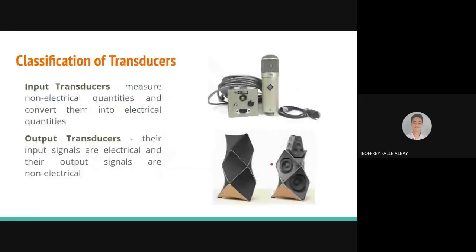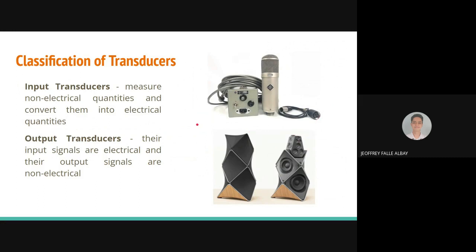Next slide. It is easy to classify a transducer as input transducer or output transducer if they are treated as simple signal converters. First, input transducer. It measures non-electrical quantities and converts them into electrical quantities. An example of this is the microphone. When sound is produced, the microphone detects it and converts the sound into an electrical signal.